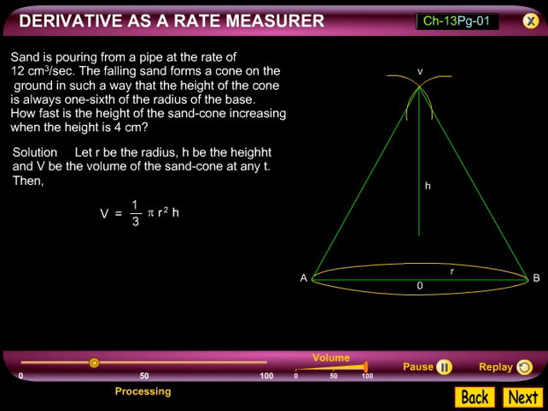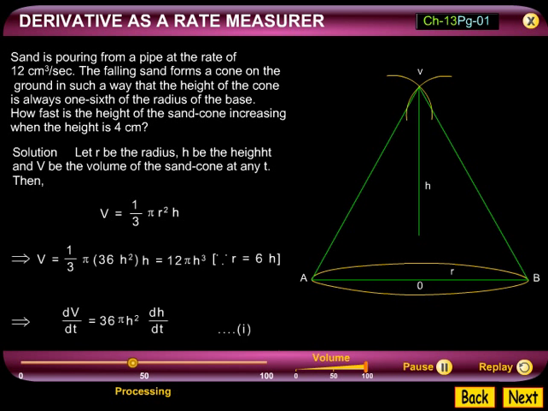The solution is, let r be the radius, h be the height, and V be the volume of the sand cone at any time t. Then V is equal to 1/3 pi r squared h, which is equal to 1/3 pi 36 h squared times h, which is 12 pi h cubed, since r is equal to 6h.